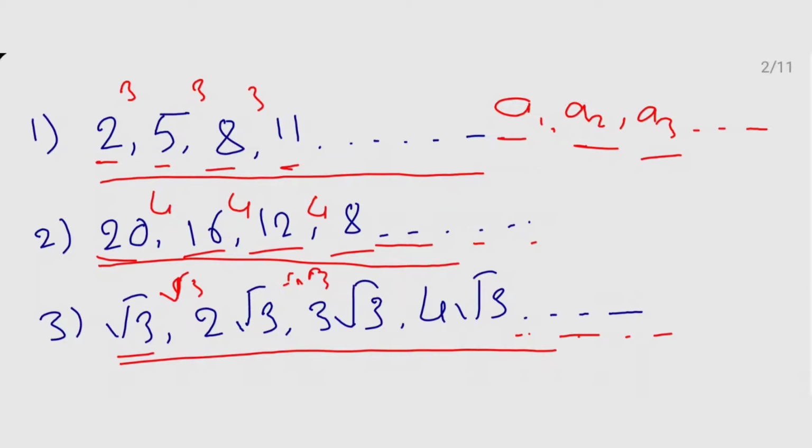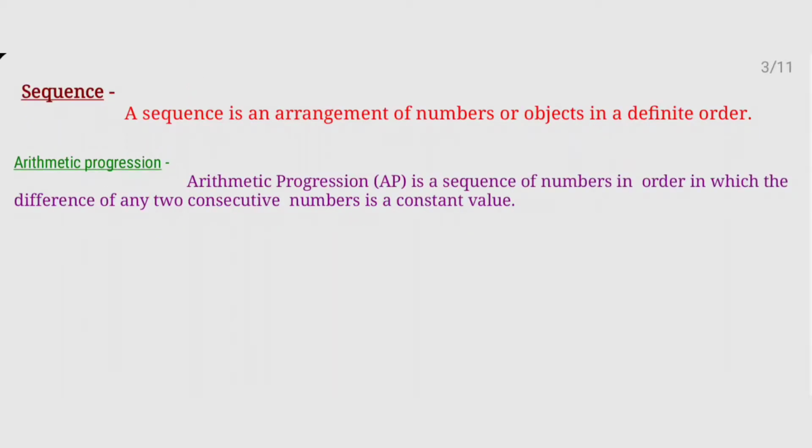So look at the example here. 2 is the first term, that is A1, and 5 is the second term, that is A2, 8 is the third term, that is A3, 11 is the fourth term, that is A4. Is it clear? So then what is a sequence? A sequence is an arrangement of numbers or objects in a definite order. Is it clear? So next one, arithmetic progression. Arithmetic progression is also called an AP.